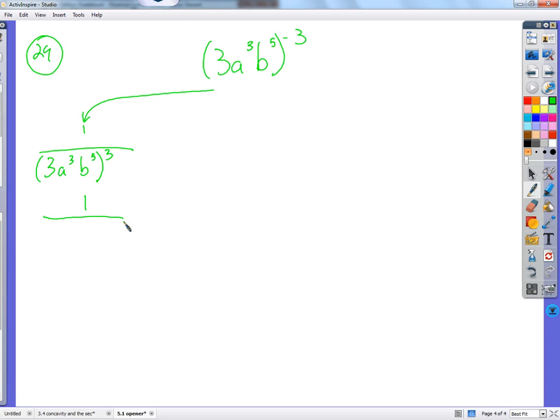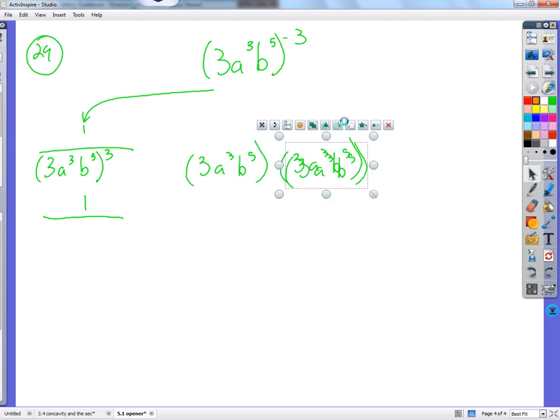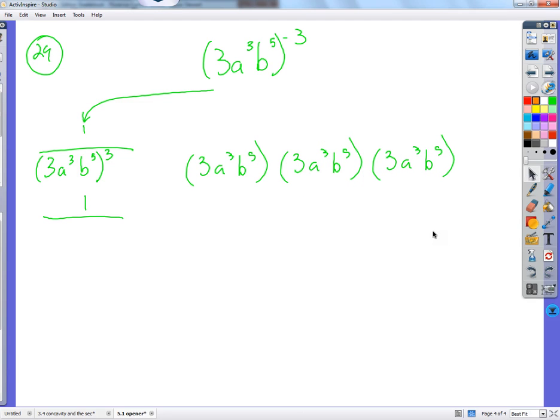Okay, so a word about that word, distribute. The word can be confusing, so I'll try to avoid using it as much as possible, because the distributive property and this distributing of this exponent are different things. But I'm going to show you what's going on here. We have 3 factors of this, 3a cubed b to the fifth, times 2 more factors of this. There's one, another one. And now we're just multiplying everything together.